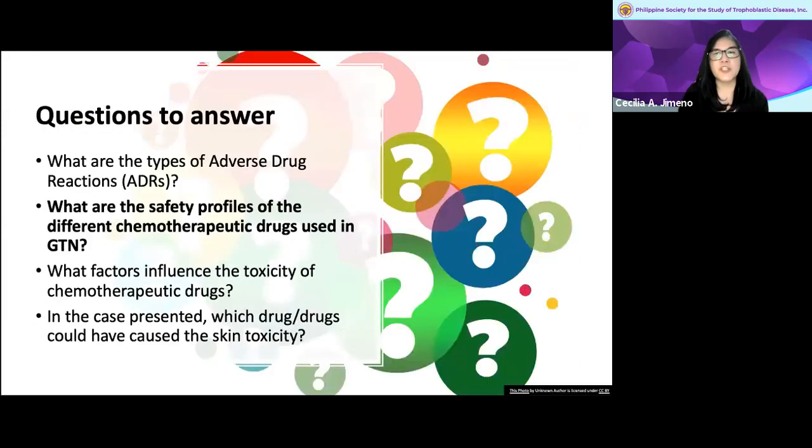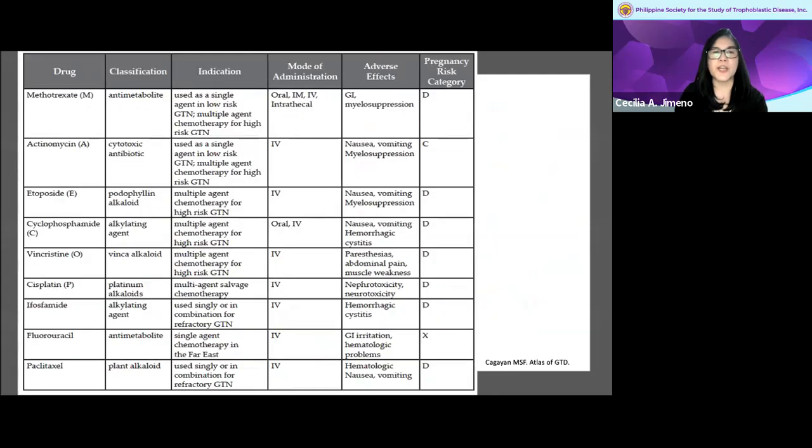Now, the next question that I'm supposed to answer is, what are the safety profiles of the different chemotherapeutic drugs used in GTN? And it will not do justice if I do it all over again, because I think Dr. De Quiros has really very excellently lectured this already. So what I will try to do is to just give a little bit more focus on the more common ADRs. And this is a table that's taken from the Atlas of GTD by Dr.